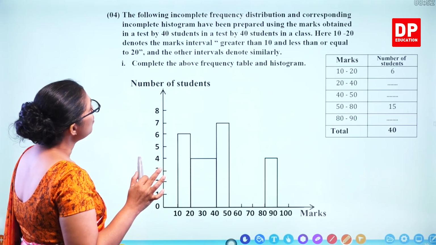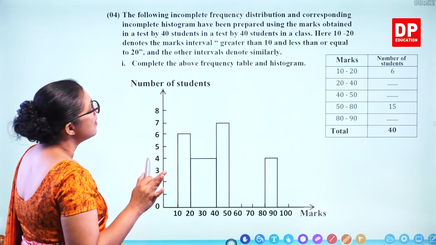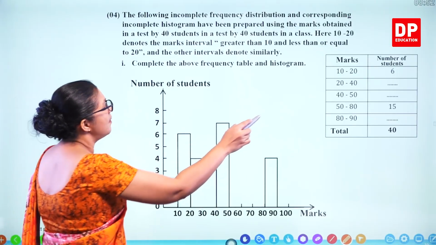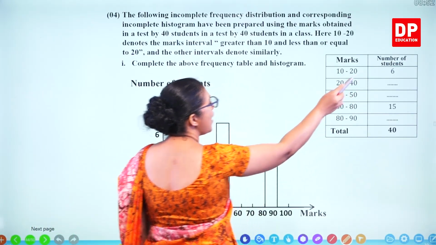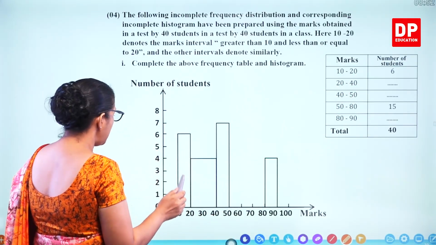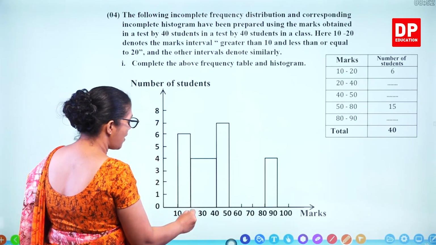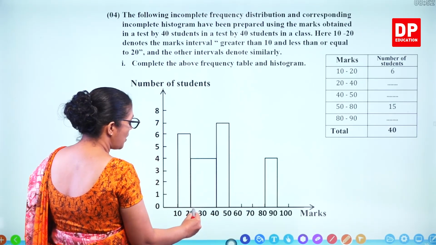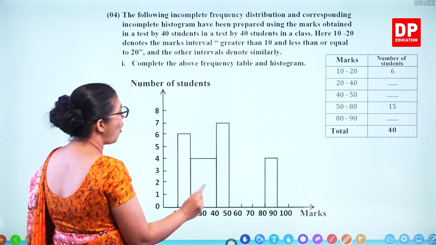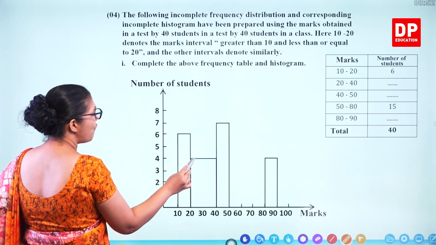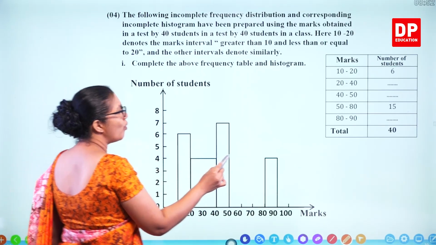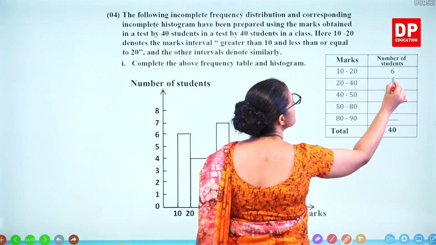So we'll try to first find out these values. So 10 to 20, 6 is there. That's correct. Now here there are 2 bars here. 20 to 30, 30 to 40 all together. So each one 4. 4 and 4. So this becomes 8.